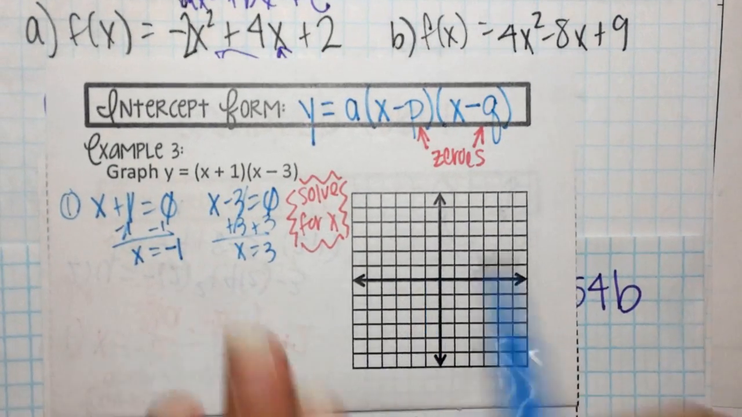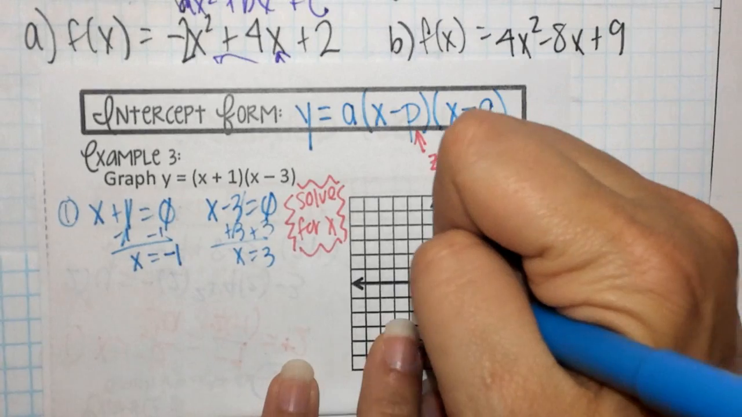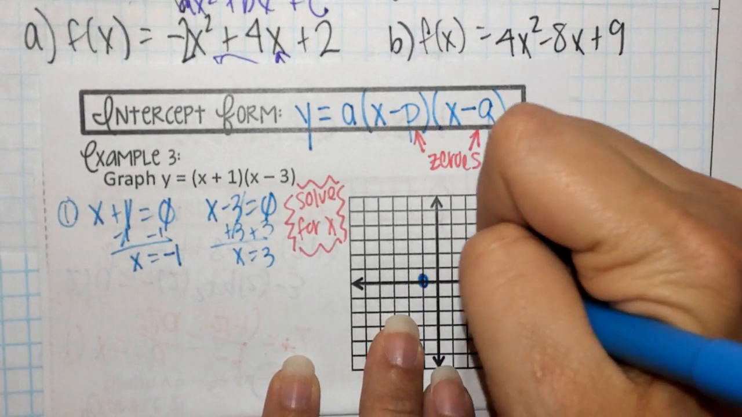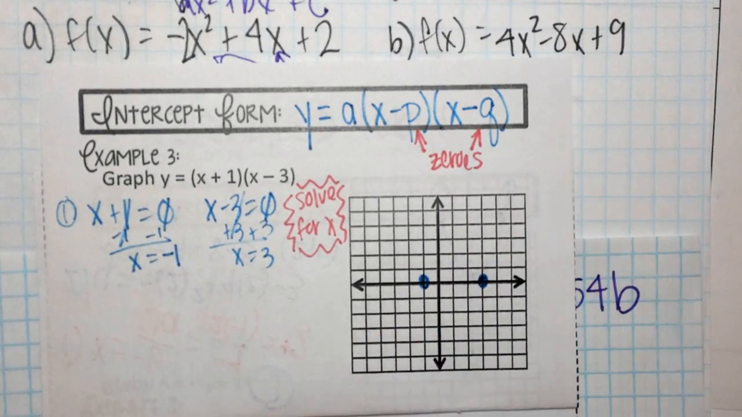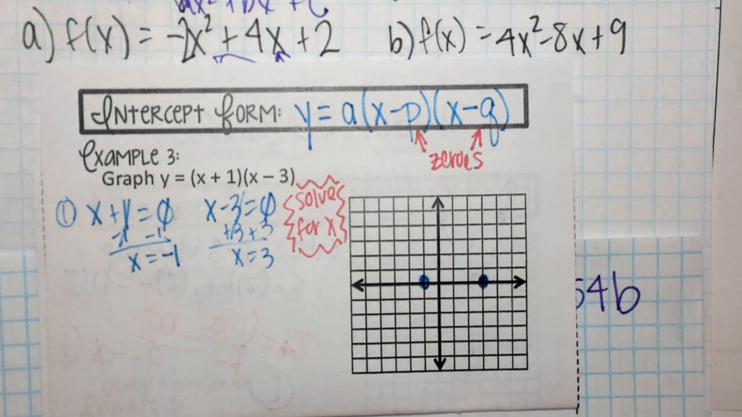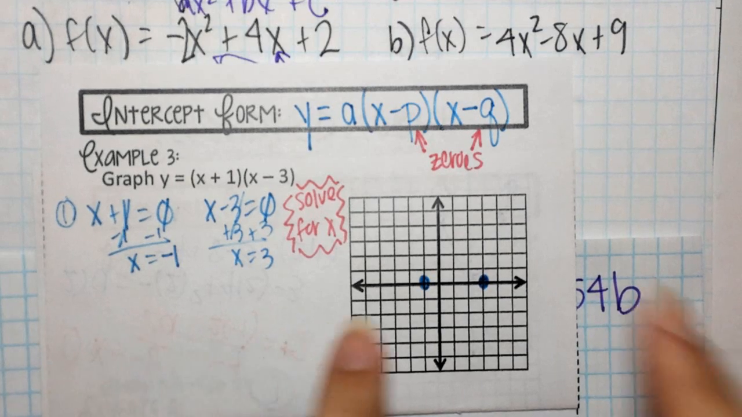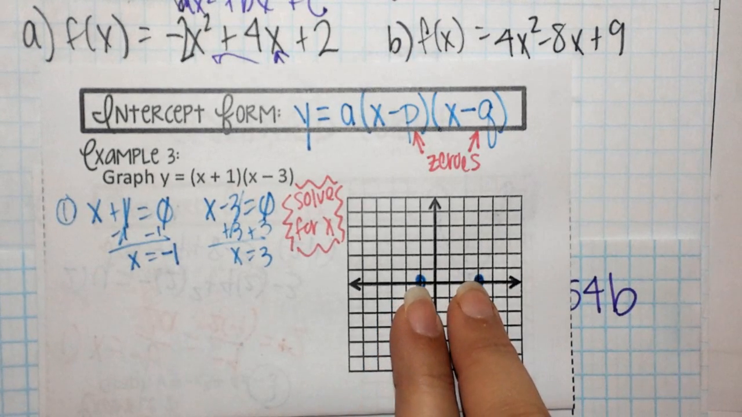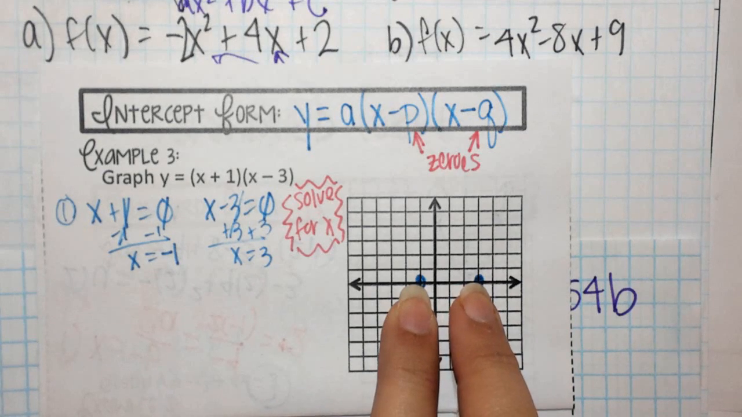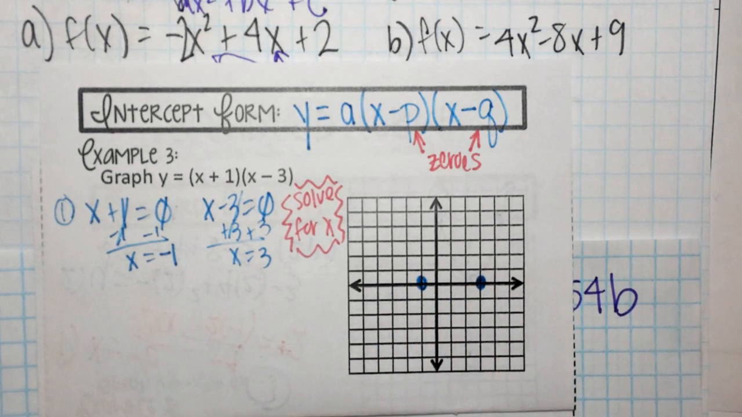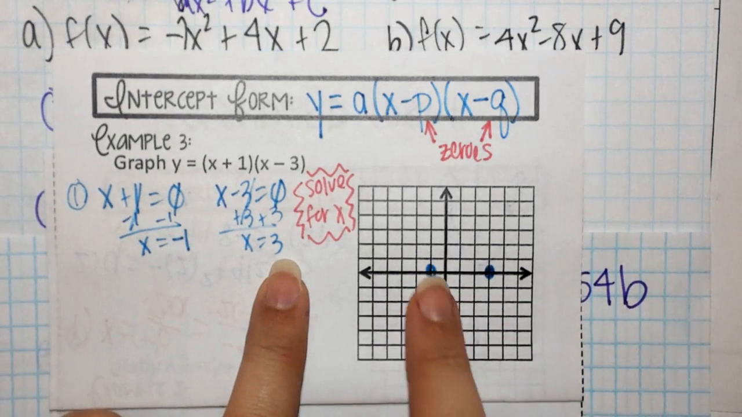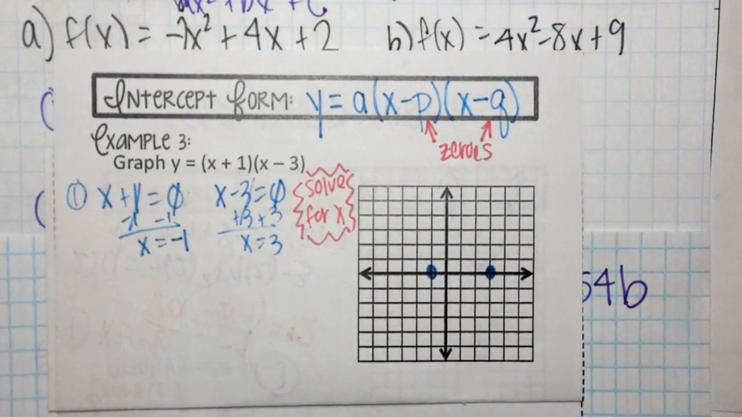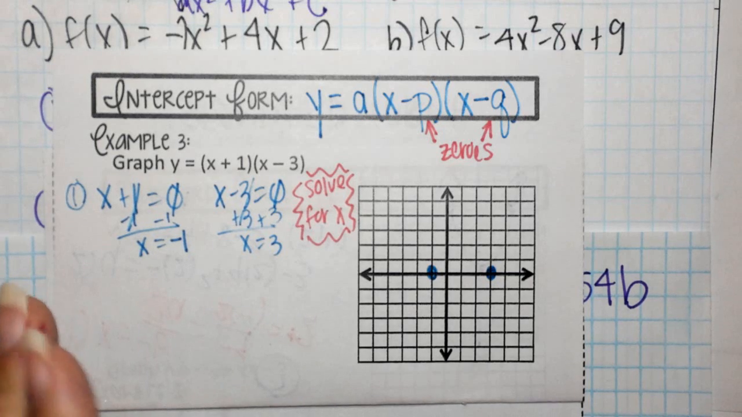Alright, so now I want you to plot those. Plot negative 1, and plot 3. Now from there, what do you know about your axis of symmetry? It's in the middle. It cuts it in half, right? So it's always going to be in the middle of your zeros. Well, you told us to plot negative 1 and 3. So I went left 1, put a dot, and then right 3, put a dot. They're two different points because we have two zeros.